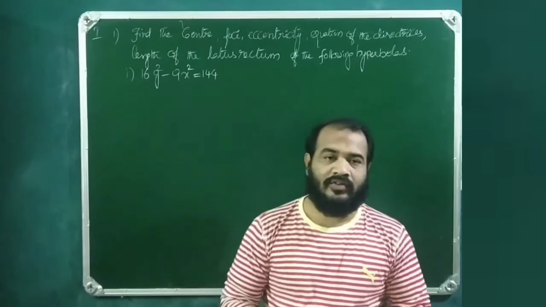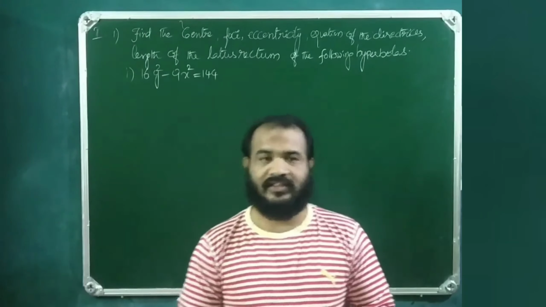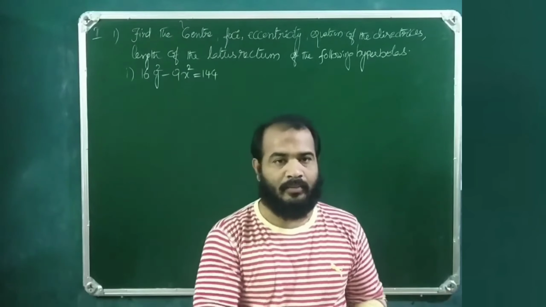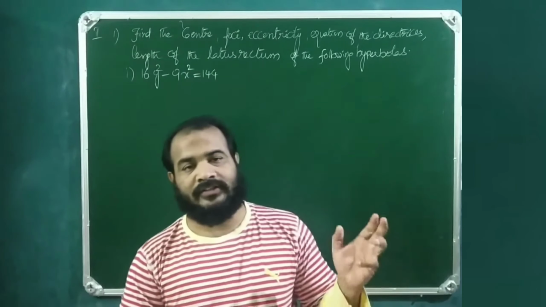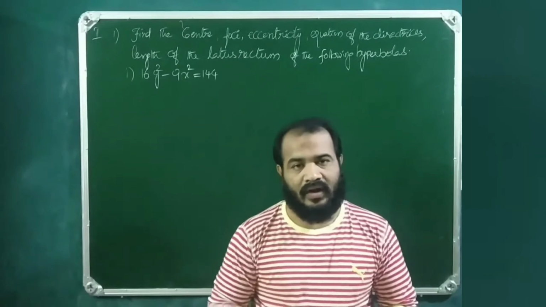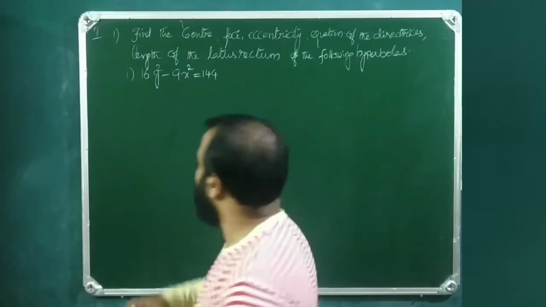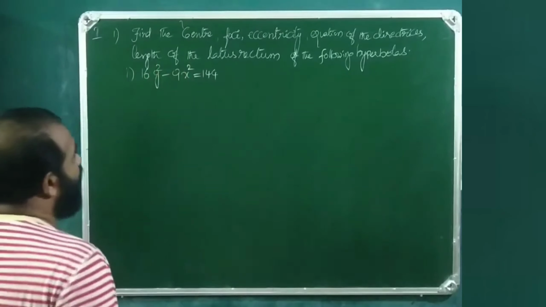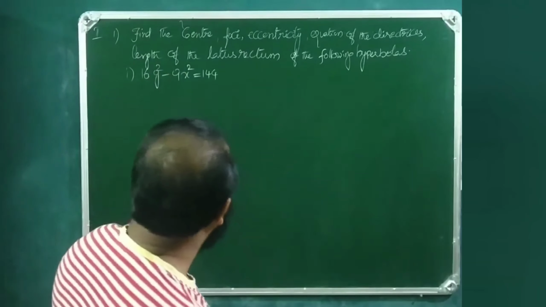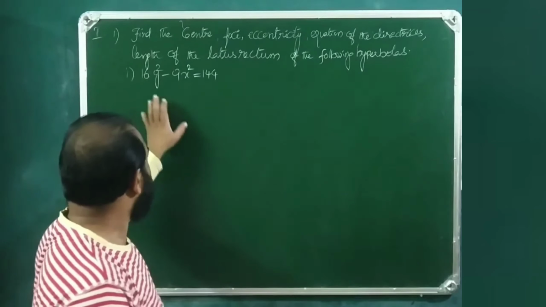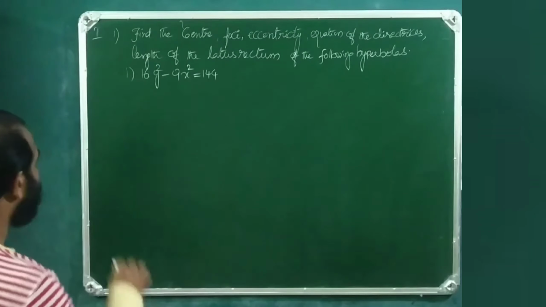Good morning, students. In the previous class we discussed Exercise 4A of the hyperbola. The first exercise we have also completed, so let us continue from the second Roman numeral onwards. It says, find the center, foci, eccentricity, equation of the directrices, and length of the latus rectum of the following hyperbolas. This is the equation given.